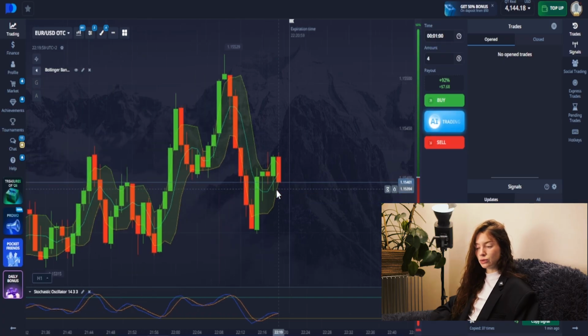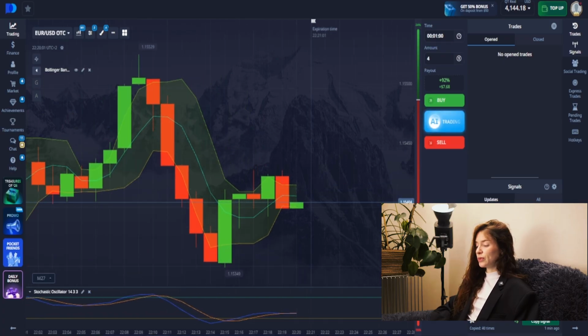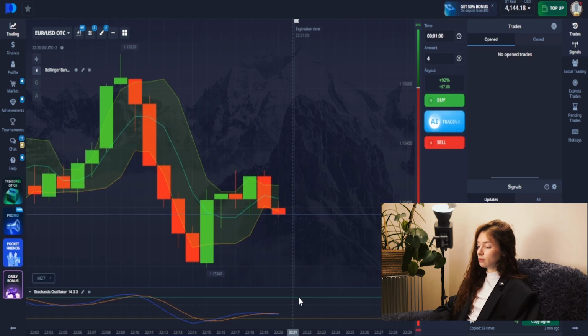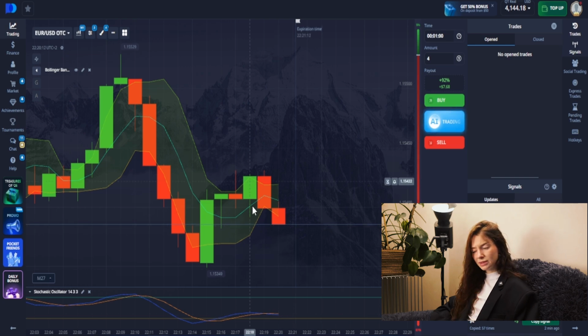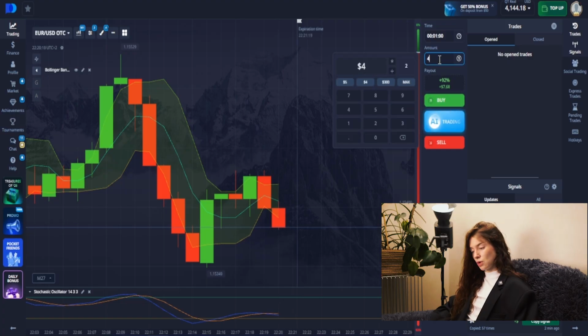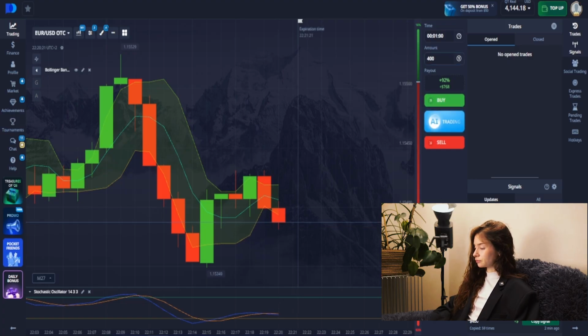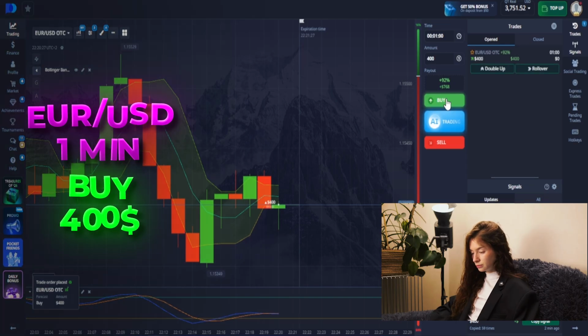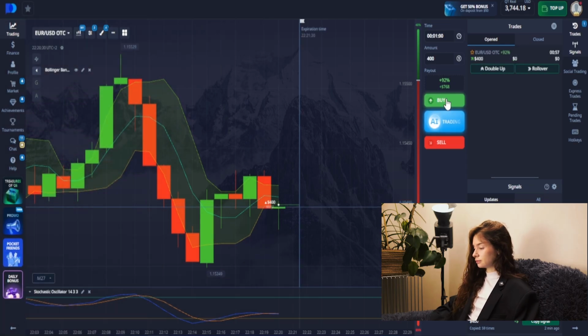I'll take euro and dollar, a popular pair. We see it approaching the 20 level and it may go a bit lower. I think we can open a buy. Let it move down slightly more. There is a crossover, so we open a buy. Done. Now we wait and watch.